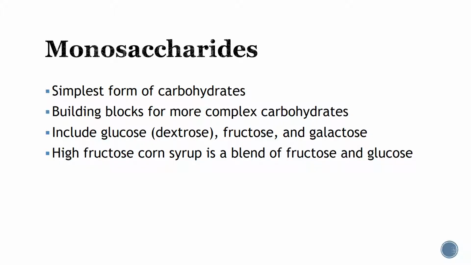Monosaccharides are the building blocks for more complex carbs, really. They include glucose, fructose, and galactose. Then remember high fructose corn syrup. It's a blend of fructose and glucose.